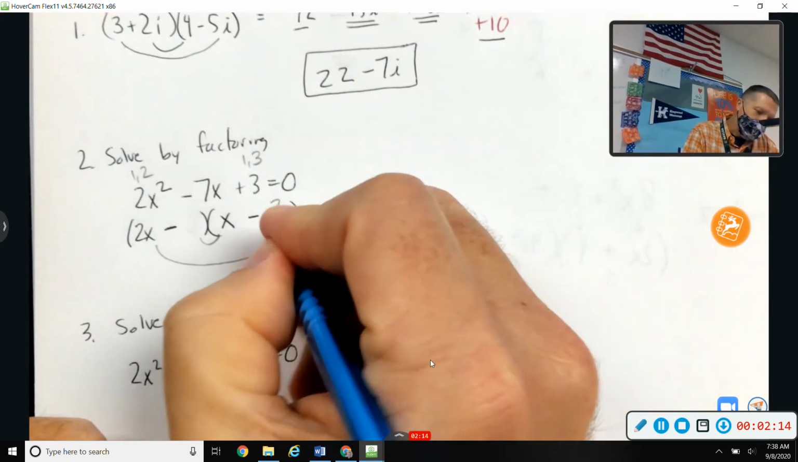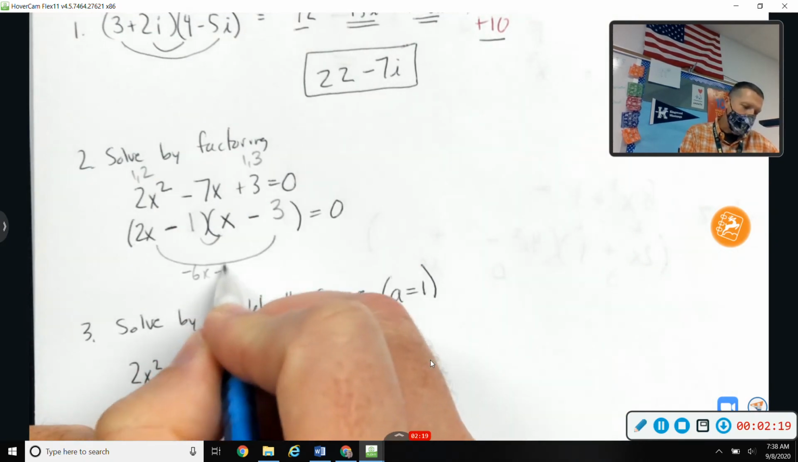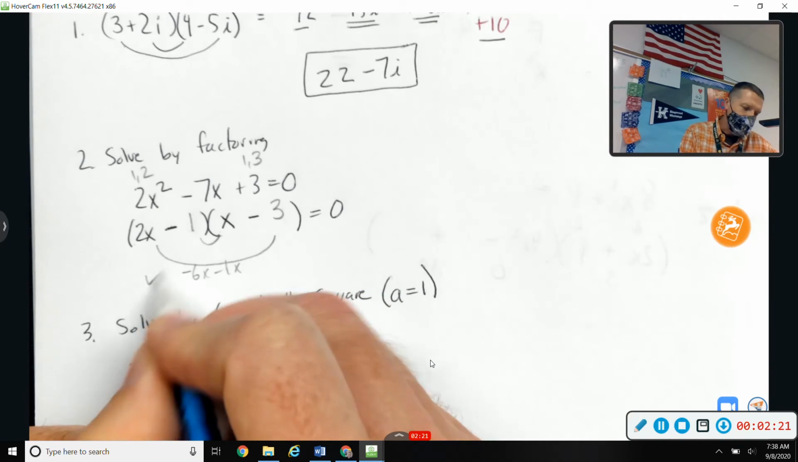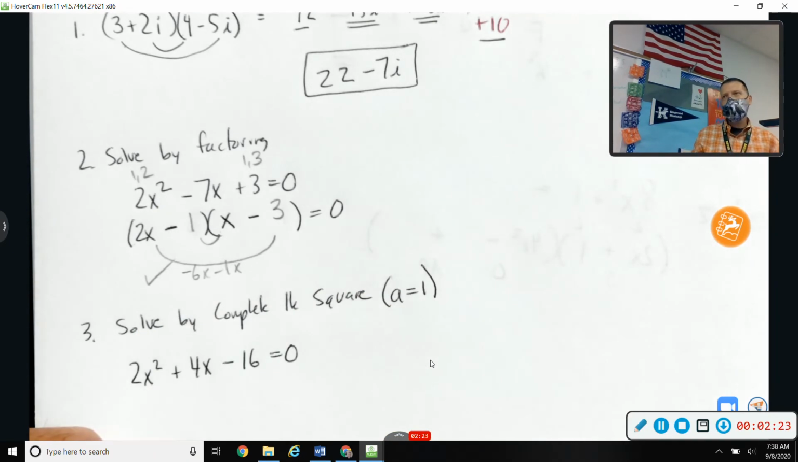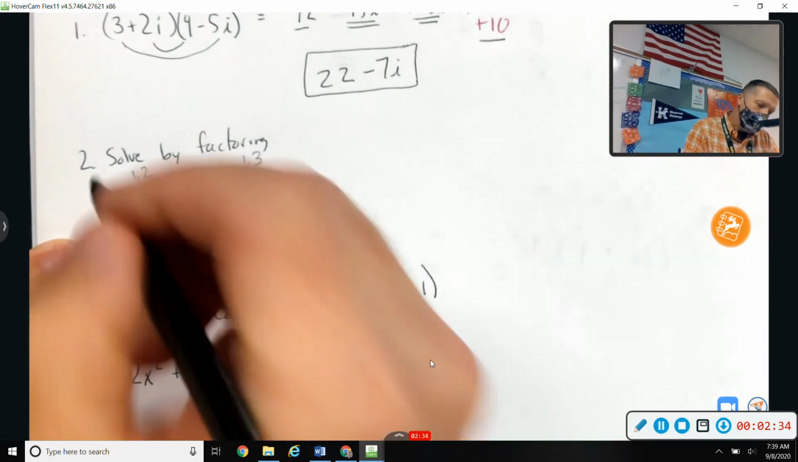Put the 3 across from the 2. And now I've got negative 6x minus 1x. So now I've got it. That's negative 7x. If you want to split the middle term, if you've got some magic box method, some big X method, there's a whole bunch of methods out there. Use whichever one works for you.